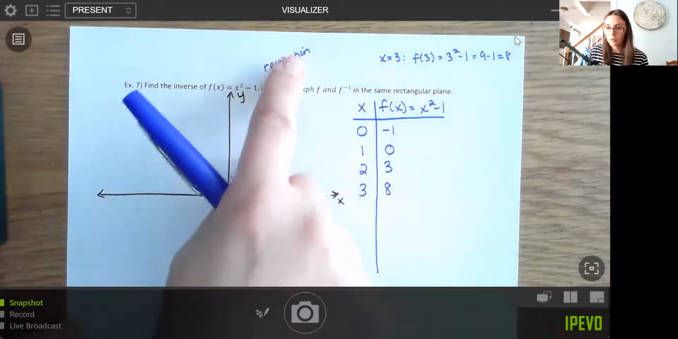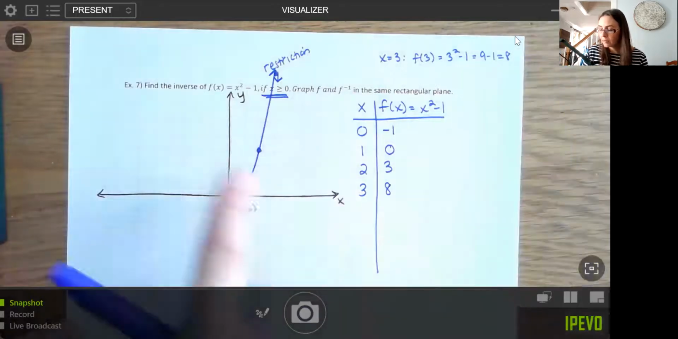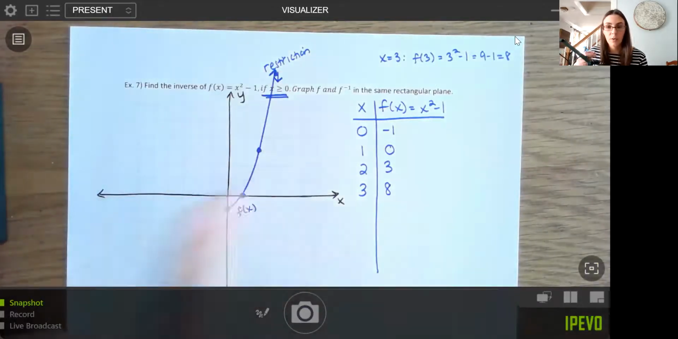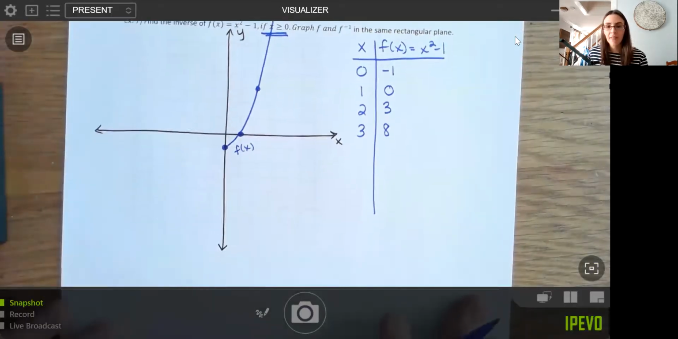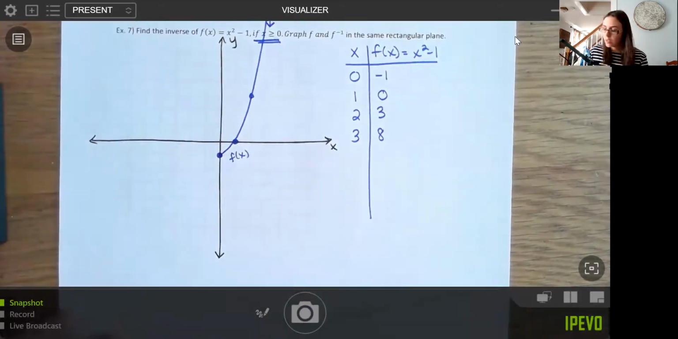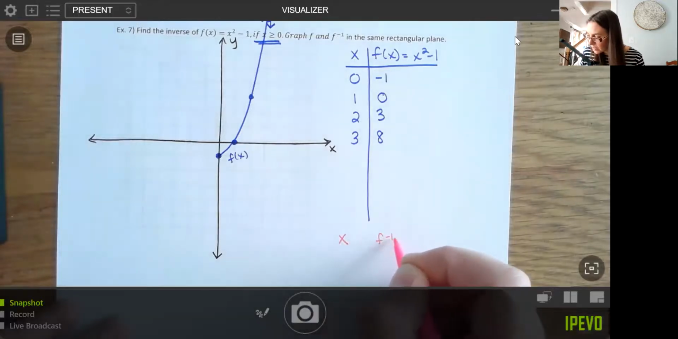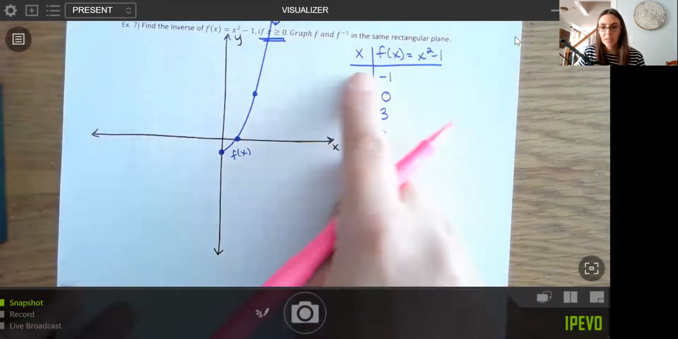I'm not looking at the full U shape of the graph. I'm only looking at the right side. So I do pass that horizontal line test now. So there is going to be an inverse. And actually, even before I find the equation, I actually could find the graph. So if I want to find the inverse, because I know it exists, because it passes the horizontal line test, all I'm going to do is swap these values.